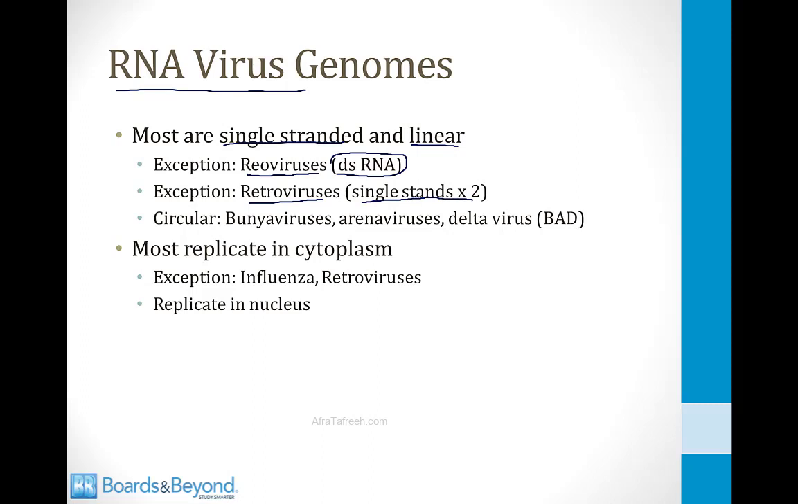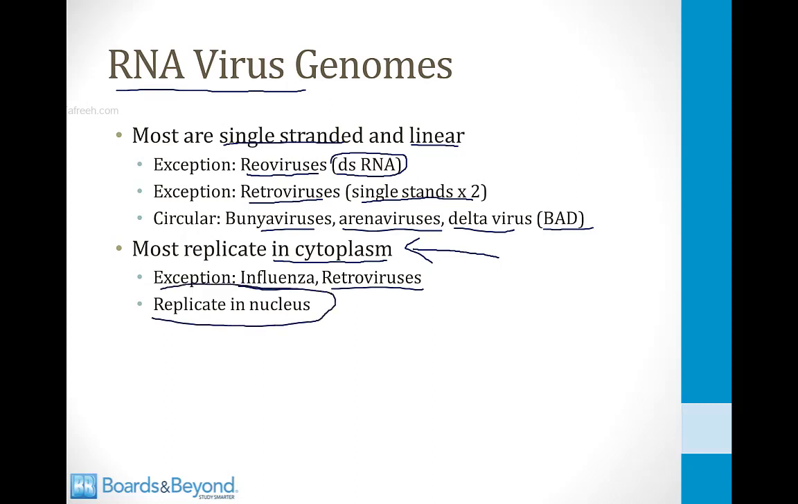And then I said that most RNA viruses are linear. The exception to that goes by the mnemonic BAD. The Bunyaviruses, the arenaviruses, and the hepatitis D virus or the Delta virus, those all have circular genomes. And then most RNA viruses replicate in the cytoplasm. That's where mRNA gets transcribed by eukaryotic cells into proteins. So it makes sense that most RNA viruses would want to replicate there in the cytoplasm. The two exceptions to this are the influenza virus and the retroviruses. These replicate in the nucleus.